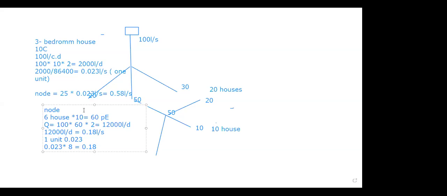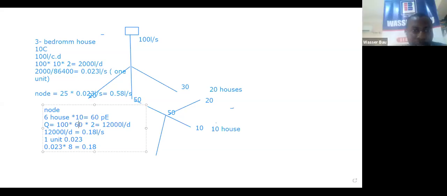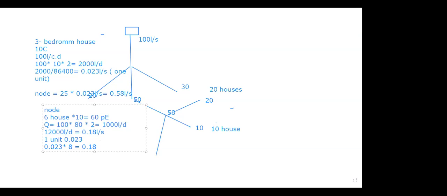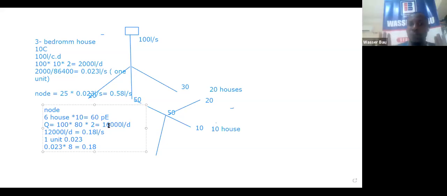Are you using 6 houses or 8 houses? Between 6 and 8? Here it will be 8, sorry. So that will change. That changes this value. 16. Yes. So I'm just trying to show you.